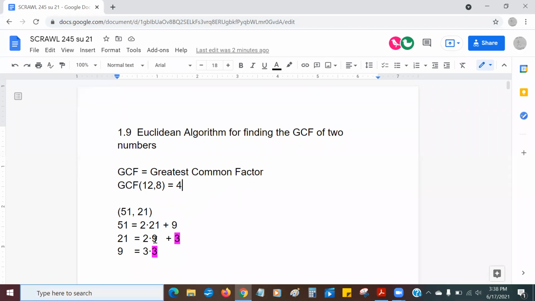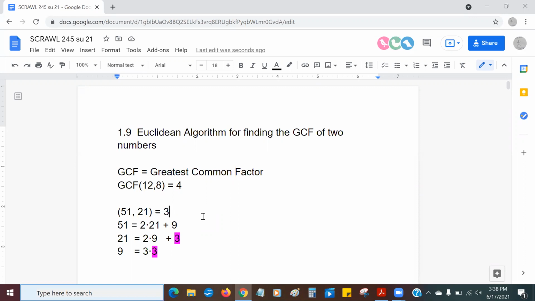Now I do the same thing. I put the 9 over here, and I see how many times that remainder goes in. So 9 is equal to 3 times 3 with no remainder. Once I get no remainder, that means this last number here, this number 3, is my GCF. So the GCF of 51 and 21 is 3, meaning 3 goes into 51 and 3 also goes into 21, right? 51 is 17 times 3, 21 is 7 times 3, and 3 is the GCF. This is an amazingly easy way to find GCFs.